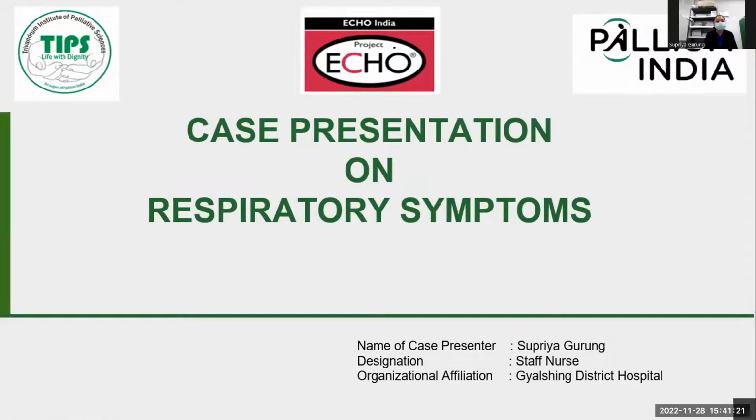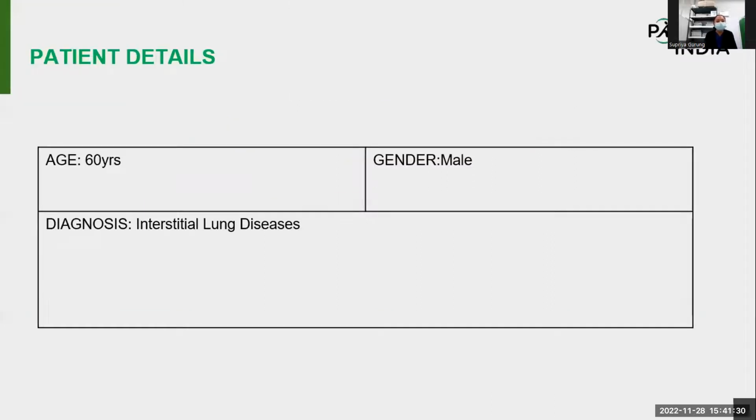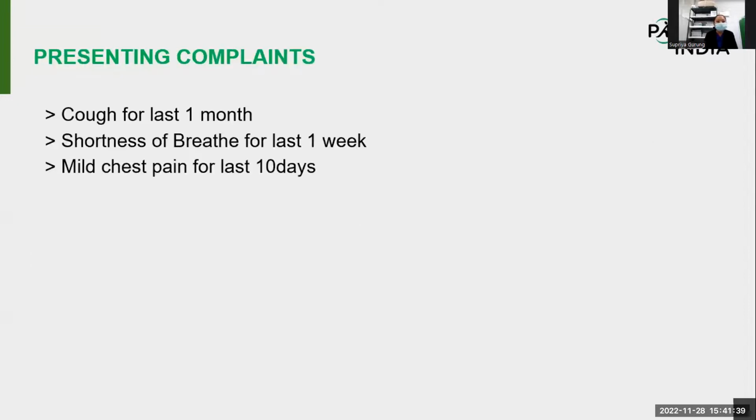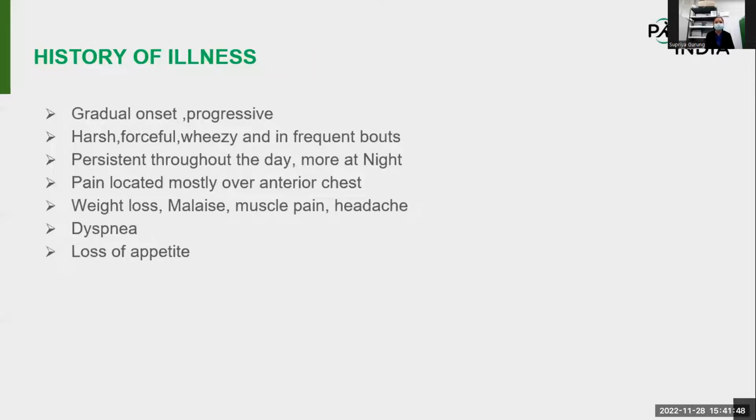Hello, good afternoon, everyone. My name is Priya Guru, and I'm working as a staff nurse at District Hospital Gazing. Today, I'm going to do a case presentation on the respiratory system. A male patient aged 60 years was later diagnosed with interstitial lung disease. Presenting complaints were cough for the last 1 month, shortness of breath for the last 1 week, and mild chest pain for the last 10 days. The history of illness was gradual onset and slowly progressive.